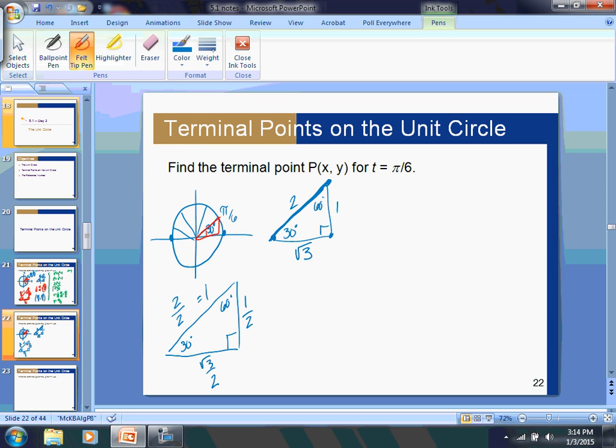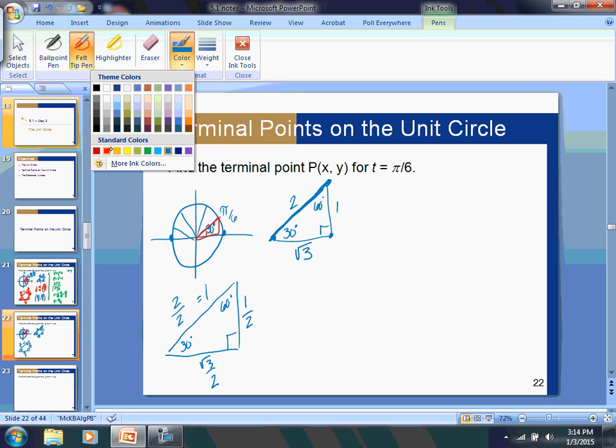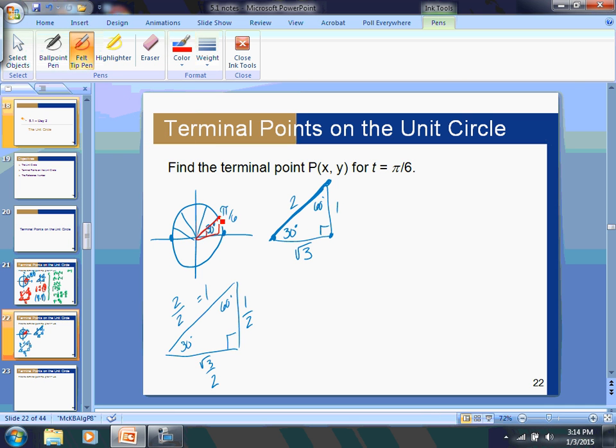So then the distance that I'm going to travel to get to the terminal point right here at pi over 6, I'd have to go over square root of 3 over 2, and then I'd have to go up 1/2. So that would be the terminal point right there of pi over 6. So square root of 3 over 2, 1/2 is going to be the terminal point for pi over 6.